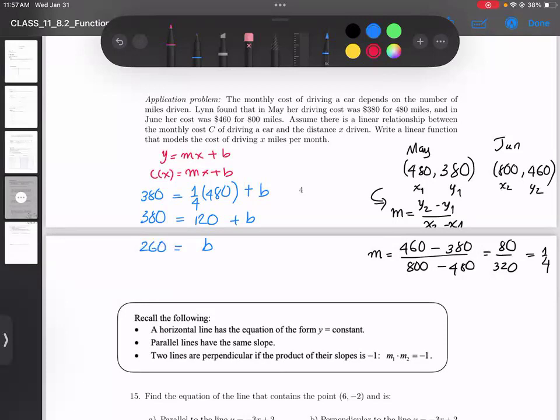So y equal mx plus b, where m is 1/4. So y equal 1/4 x plus 260. That'll be your final answer.